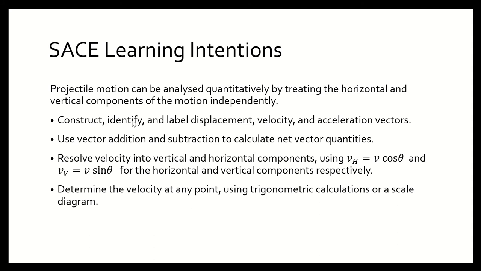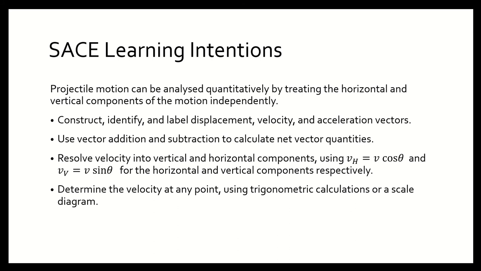You need to construct, identify and label displacement vectors and acceleration vectors, use vector addition and subtraction to calculate net quantities, and resolve velocity, if it's given to you as a vector quantity, into its vertical and horizontal components using the following two formulas. I'll show you that in a minute. And basically you need to be able to determine the velocity at any point using trig calculations or a scale diagram, including using Pythagoras. So I'll unpack all of those dot points as we go.